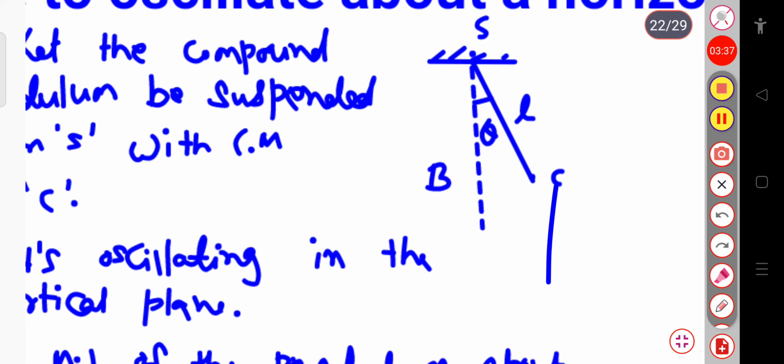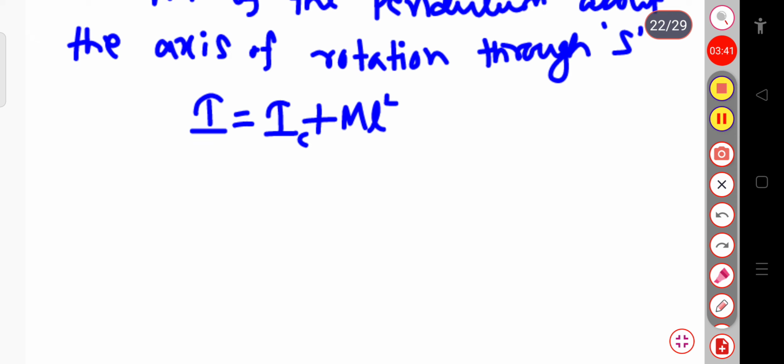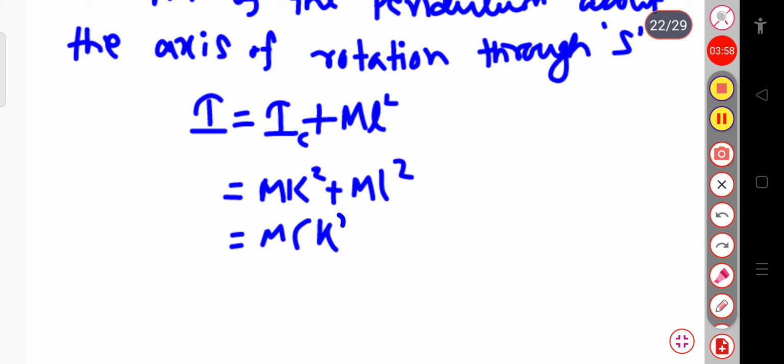Now we can write I equal to IC plus m l square. But we know that for the center of mass IC equal to m k square, where k is the radius of gyration. So m k square plus m l square. If I take m common, this will simply be m times k square plus l square. So this is the total moment of inertia. This is equation 1.